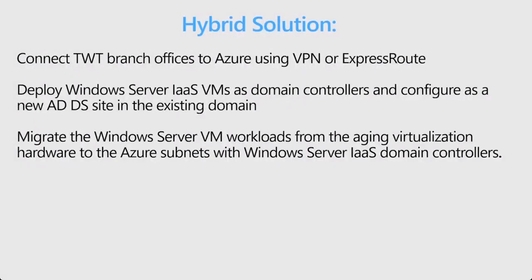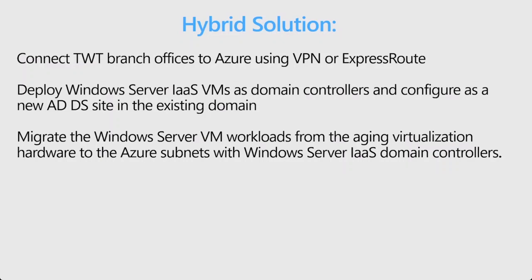Okay, so with those challenges in mind, what kind of solutions could we use hybrid with? Well, one of the things that we could do is connect each Tailwind Traders branch office to Azure using a VPN or ExpressRoute. A VPN, virtual private network, is an encrypted connection that runs over the internet. ExpressRoute is a high-speed fibre optic connection that runs straight over a private link that doesn't cross the internet into an Azure data center. So what Tailwind Traders could do is deploy brand new Windows Server IaaS VMs, that's a virtual machine that runs in Azure, and configure those VMs as domain controllers, and then configure a new Active Directory site in the existing domain to represent that Azure data center.